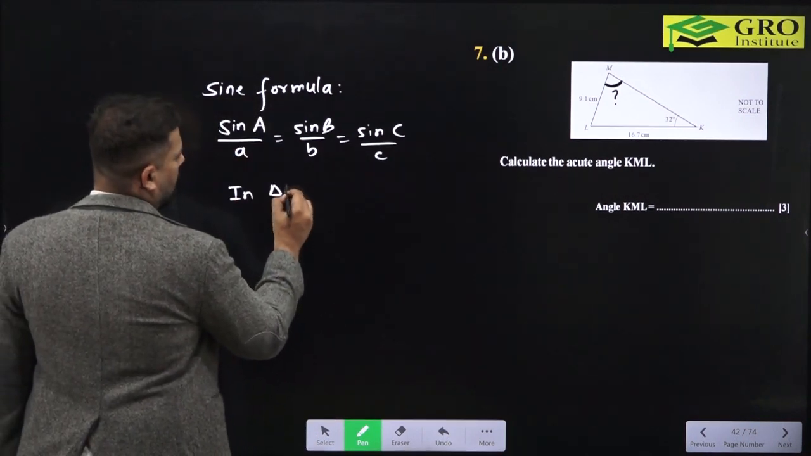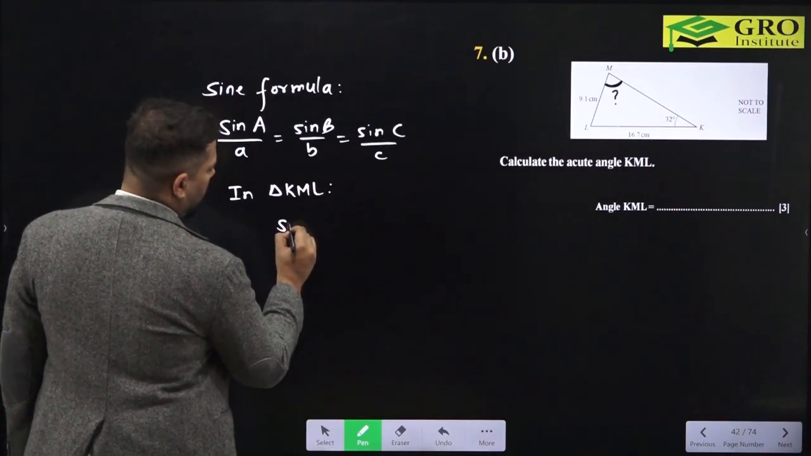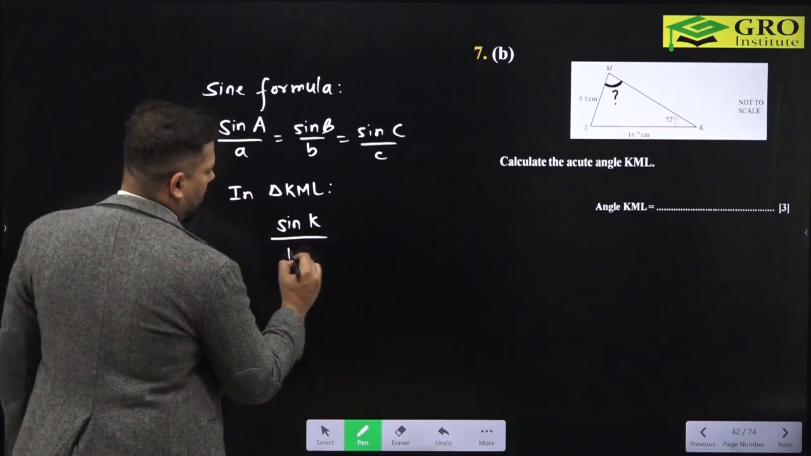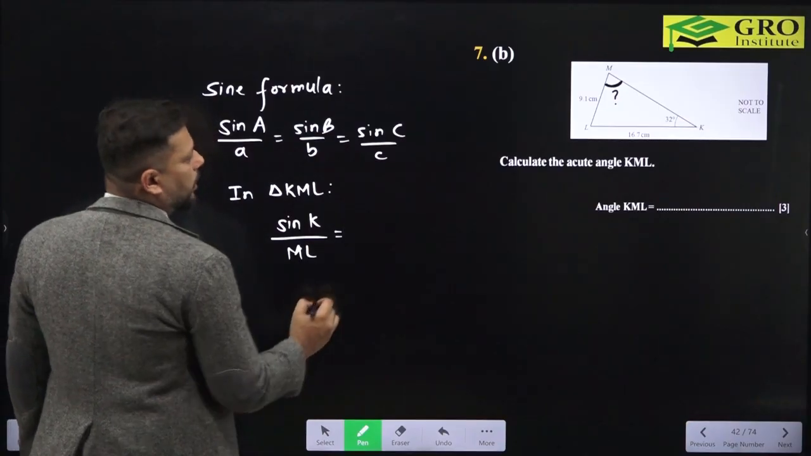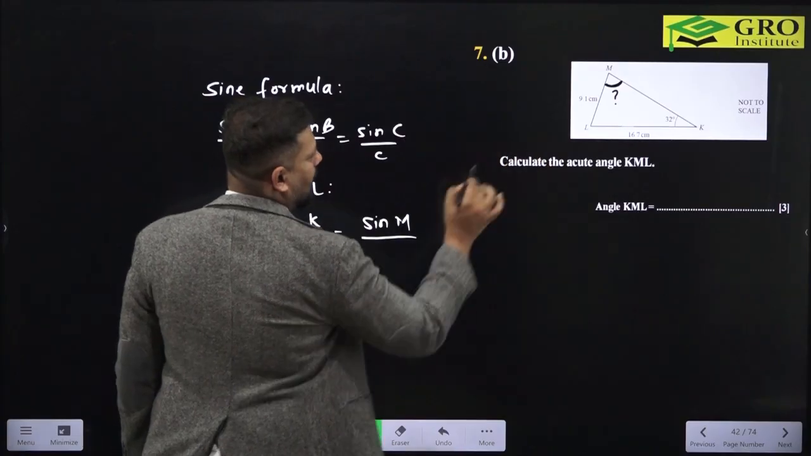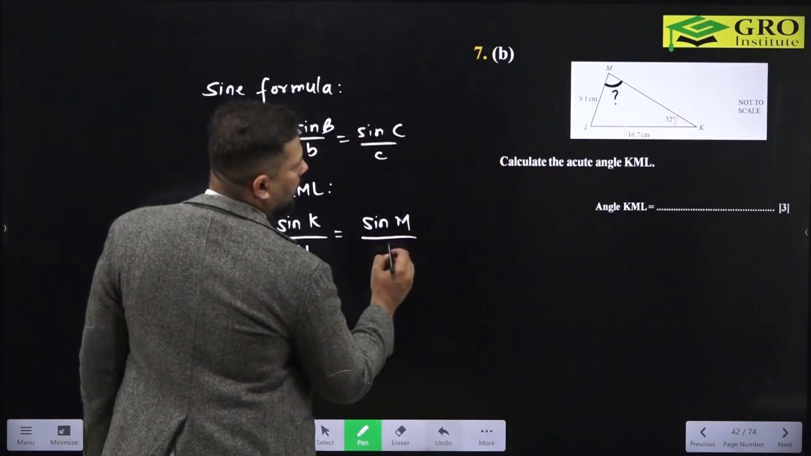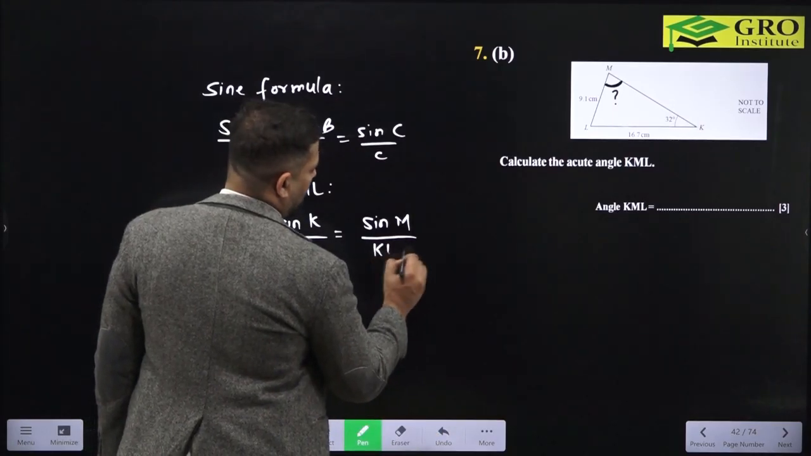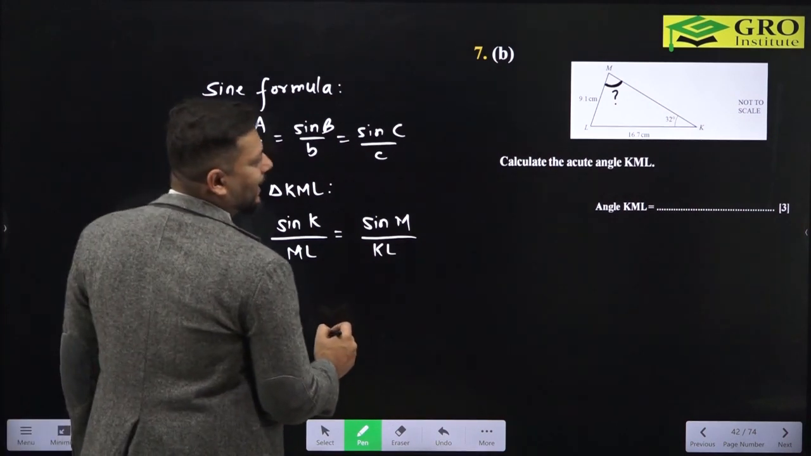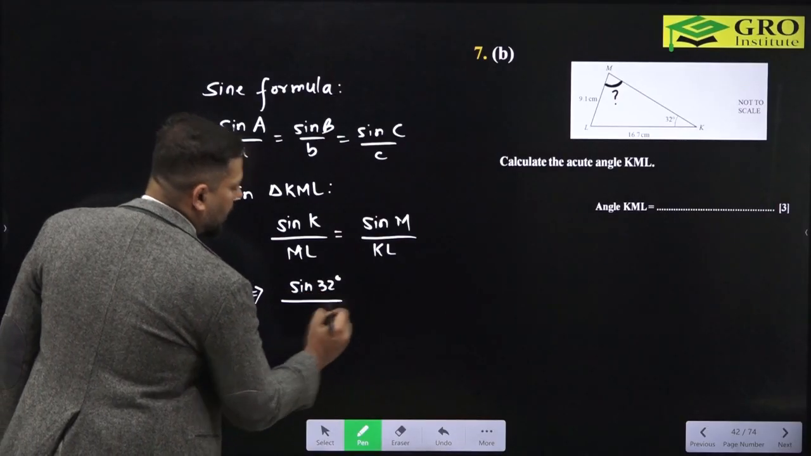In triangle KML, have a look guys, sine of K upon the side opposite to it, ML, would be equal to sine of M upon the side opposite to it, being 16.7. I'll just write its dimension, that is KL, right? This is going to be equal to this. Let us substitute the values. Do we know sine K? We know the value of K, so it is going to be sine 32 degrees upon ML.